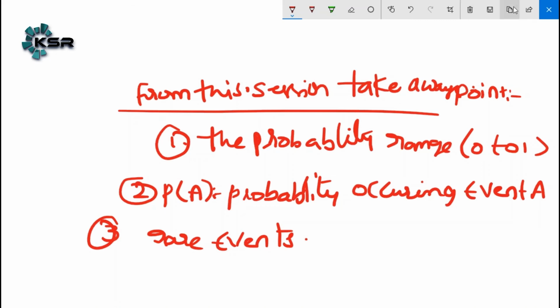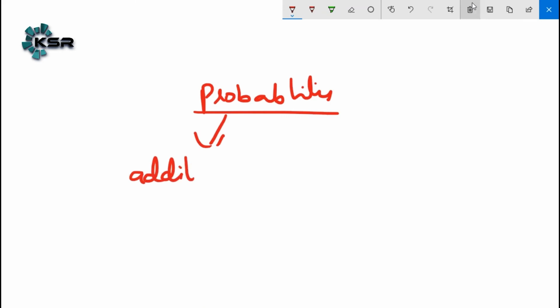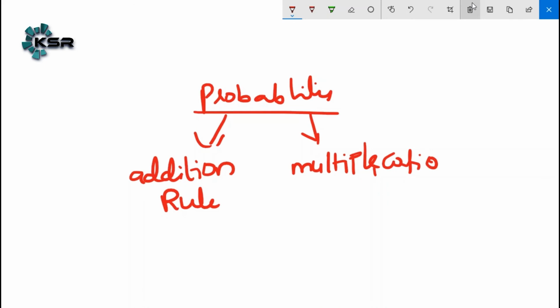These are the takeaways. Apart from this, probability has two types. One is the addition rule, and the other is the multiplication rule. For today's session, let's discuss the addition rule. Tomorrow we are going to discuss the multiplication rule, because time doesn't permit us.